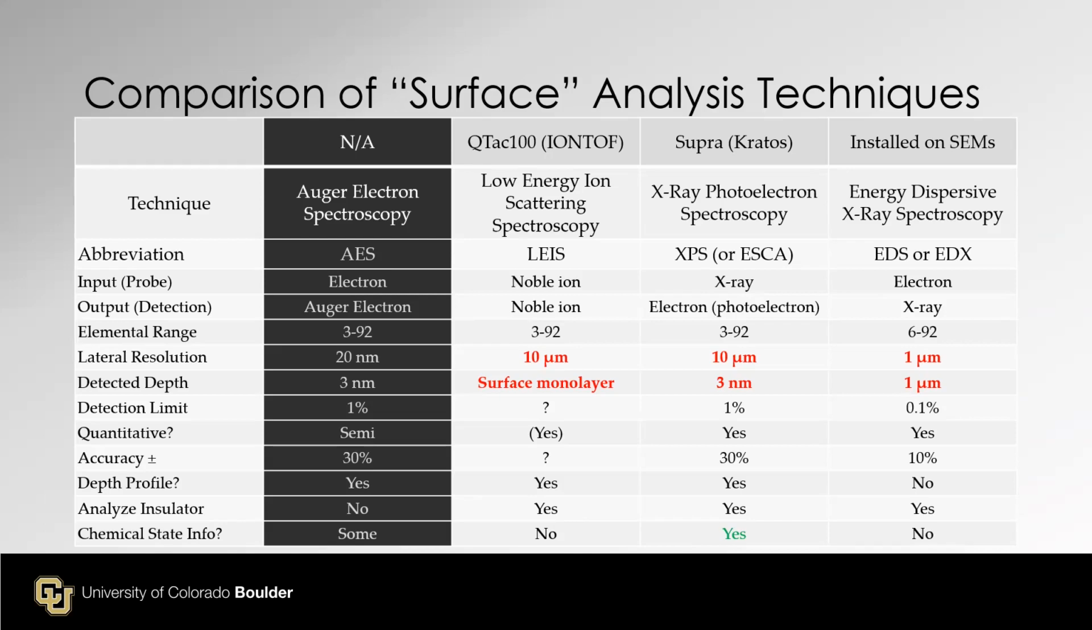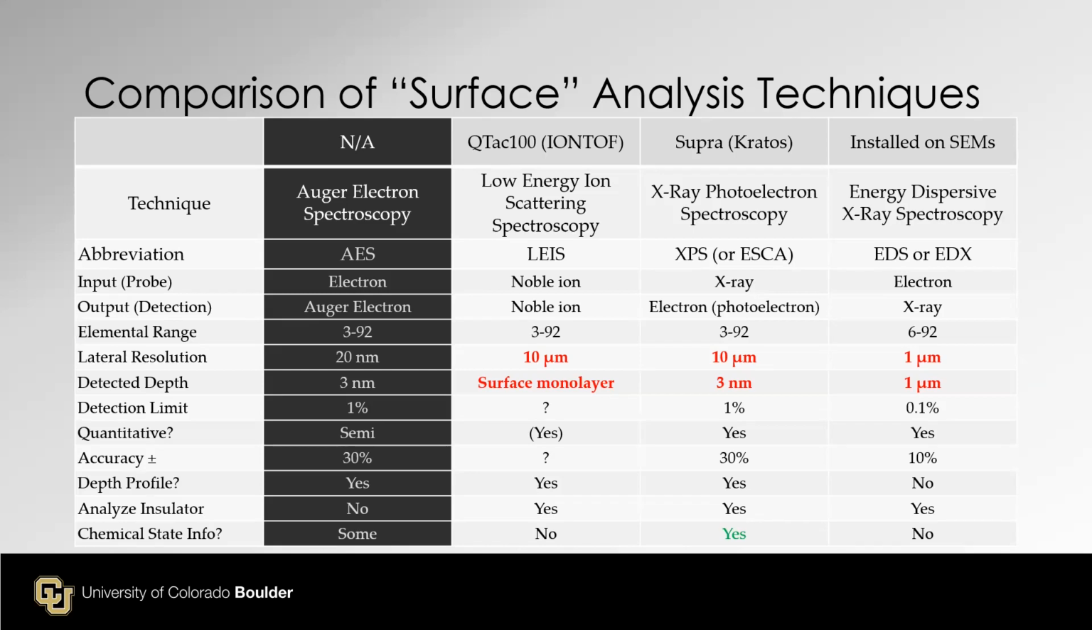Okay. So let's compare various surface analysis techniques. I included EDS or EDX here because in a relative sense, it can be used as a surface analysis tool. But first, Auger electron spectroscopy, low energy ion scattering spectroscopy, X-ray photoelectron spectroscopy. Those 3 instruments are generally considered to be surface sensitive tools in the material science world. EDS typically not.